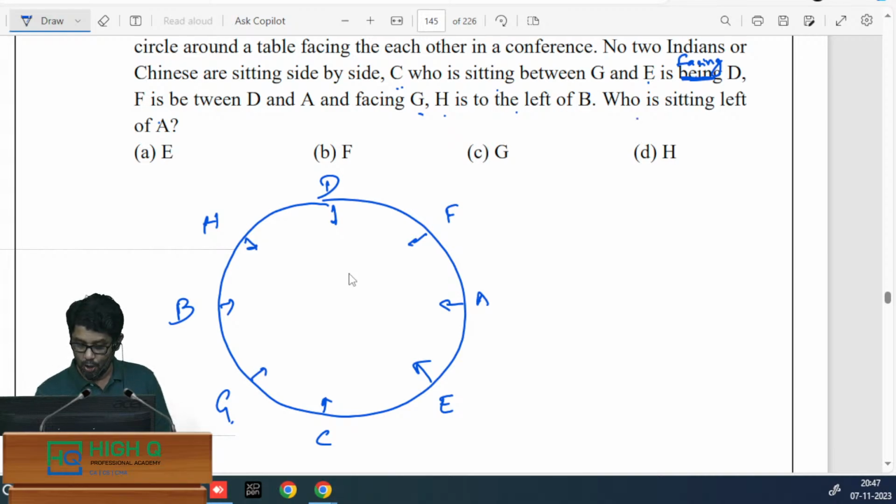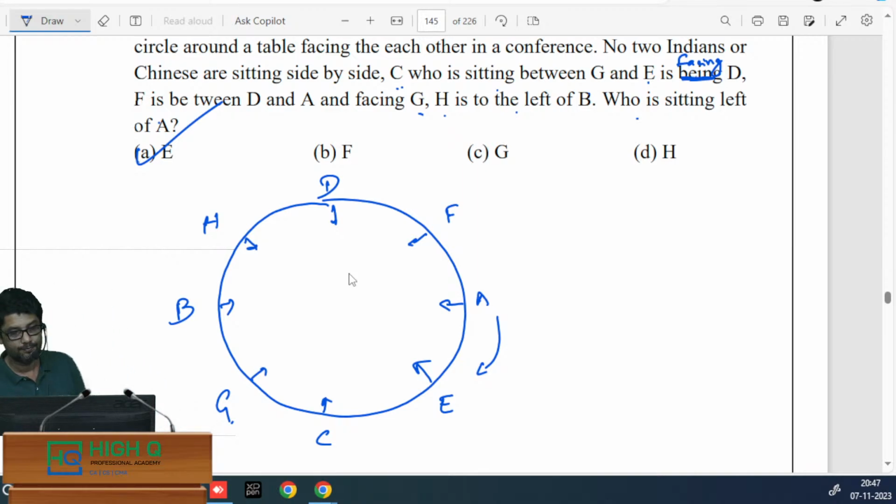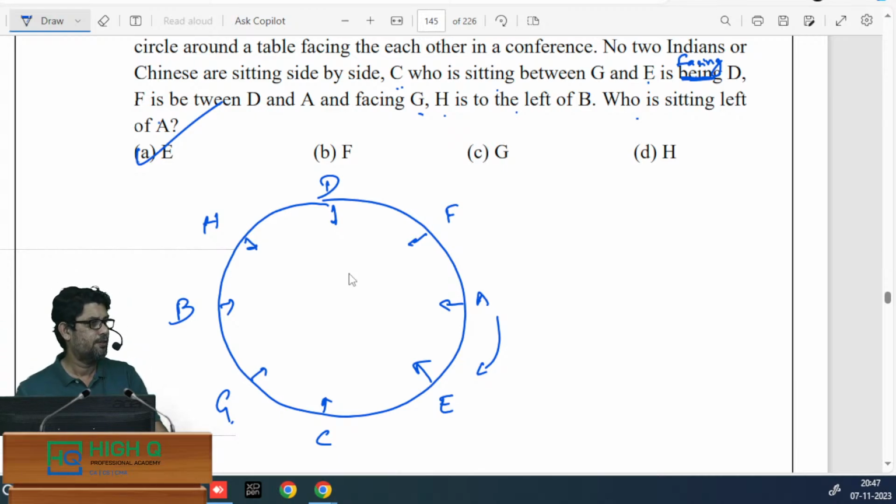Yeah. Who is sitting left of A? E. E is sitting left of A. Around, adjacent, no, it is only adjacent. There is a mistake. In exam?